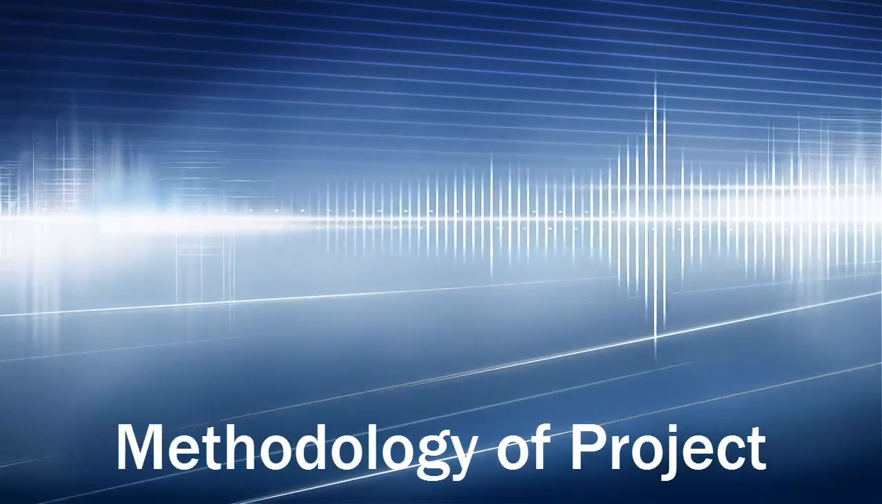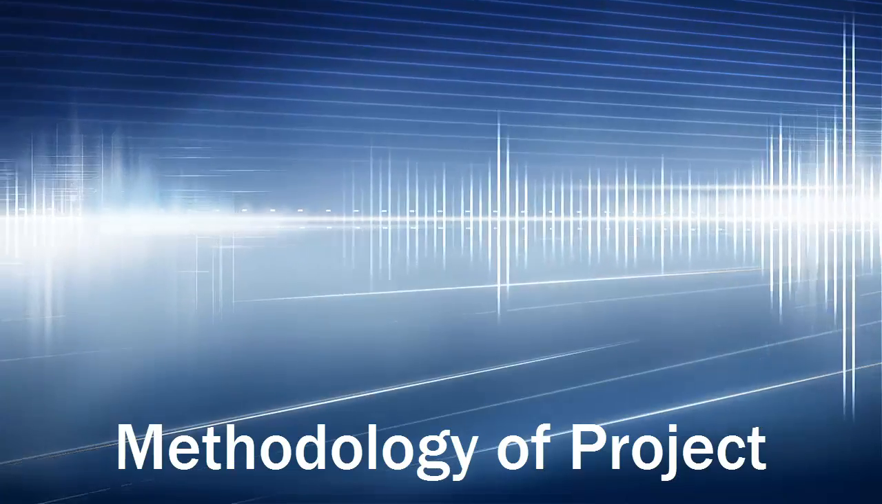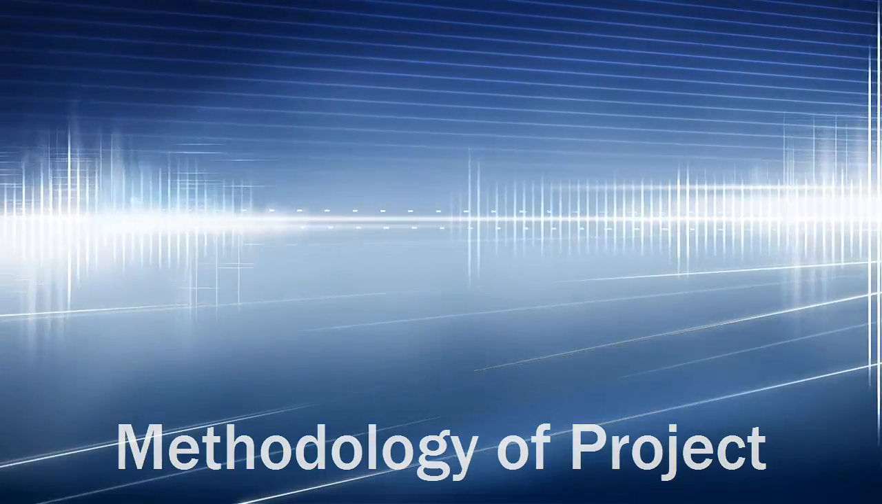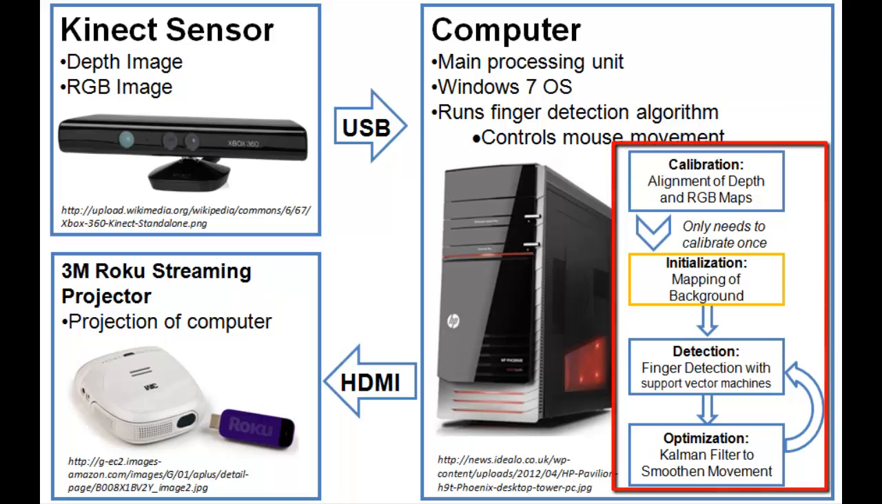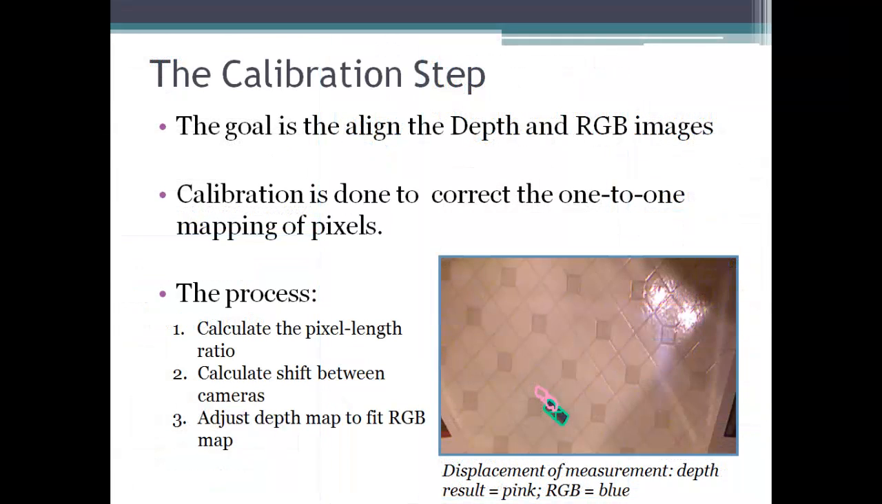One of the most interesting prospects of this project is the methodology used to create the device. Now, as we can see here, the methodology is broken down into 4 main sections. The first main process is the process of calibration. Calibration is a pre-processing step, and the device only needs to calibrate once for a new surface.